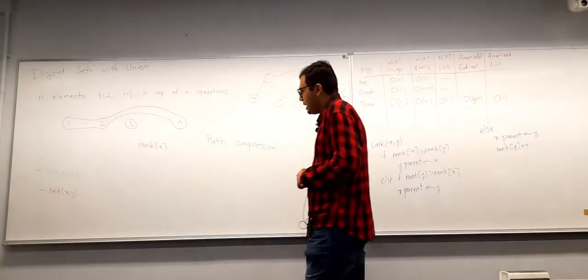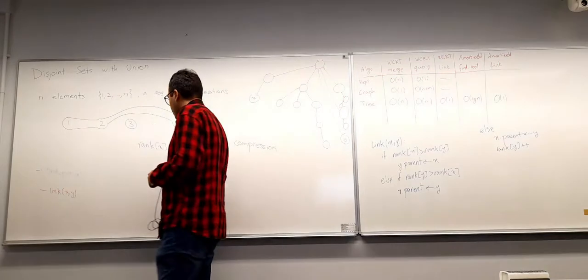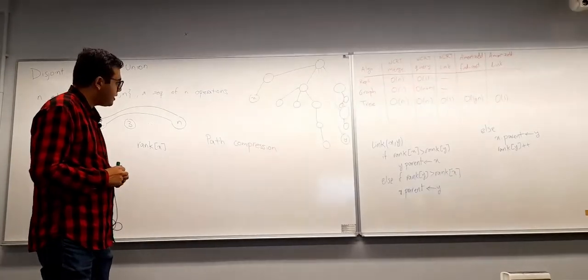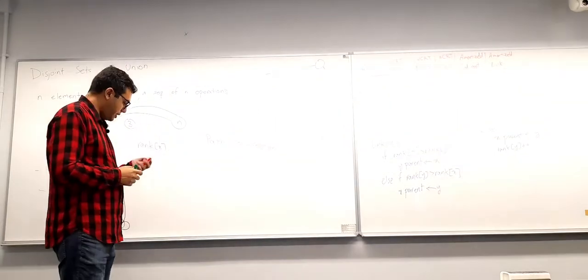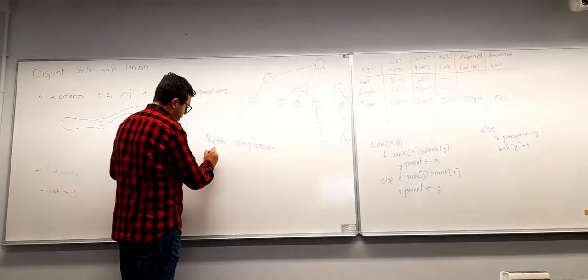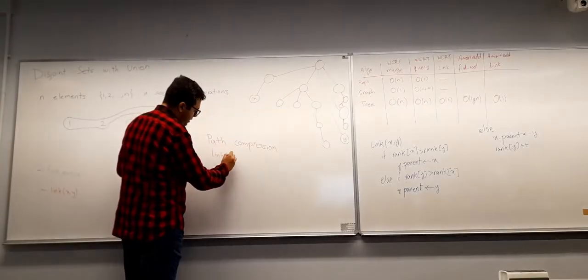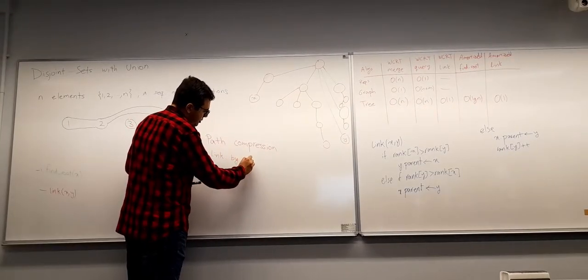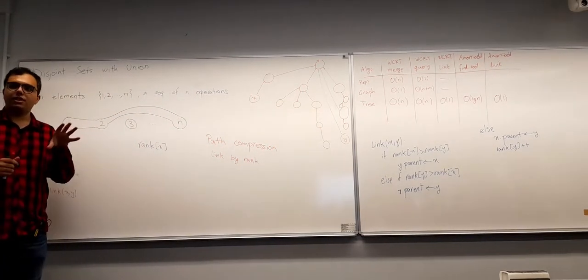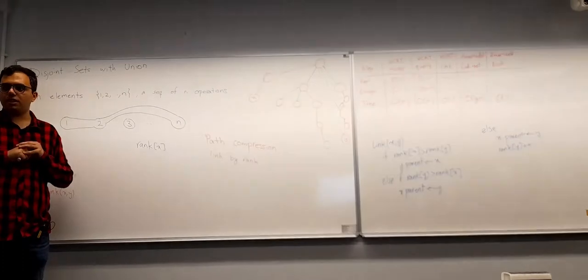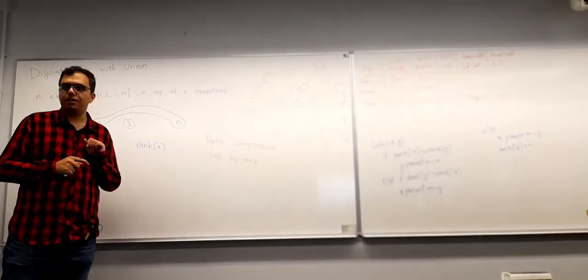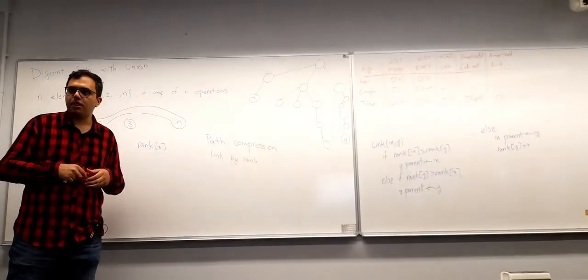Okay, but does this affect our overall runtime? So let's say that I have two ideas now. I have two heuristics. One is this idea of link by rank, which says you always link the elements with the smaller rank into the element with the larger rank. And the other idea is this idea of path compression. So I'm applying both of them now.